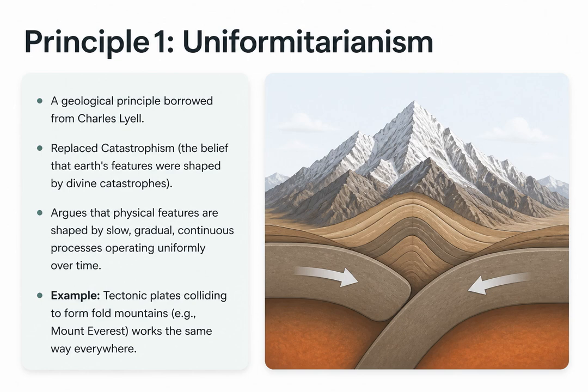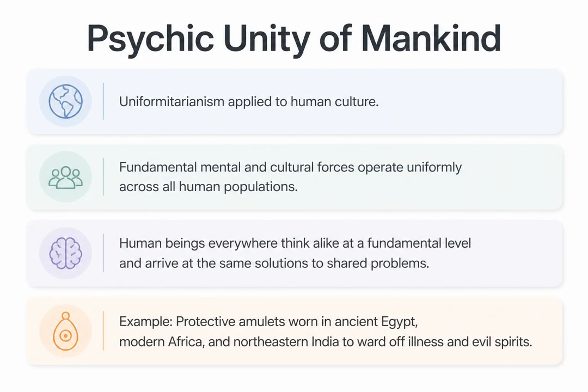For example, when tectonic plates collide, they form fold mountains like Mount Everest. This geological force produces the exact same result regardless of where on the planet it happens. Tylor took this geological principle and applied it to culture, creating the concept of the psychic unity of mankind. He argued that just as geological forces act uniformly across space and time, there are fundamental mental forces that operate uniformly across all human populations.